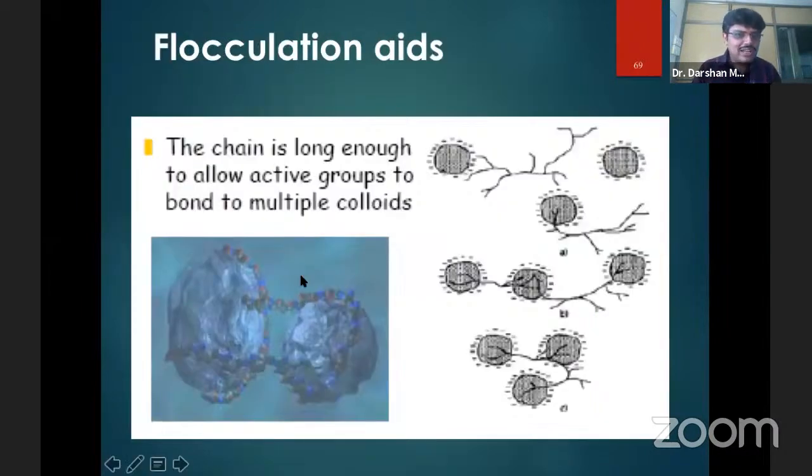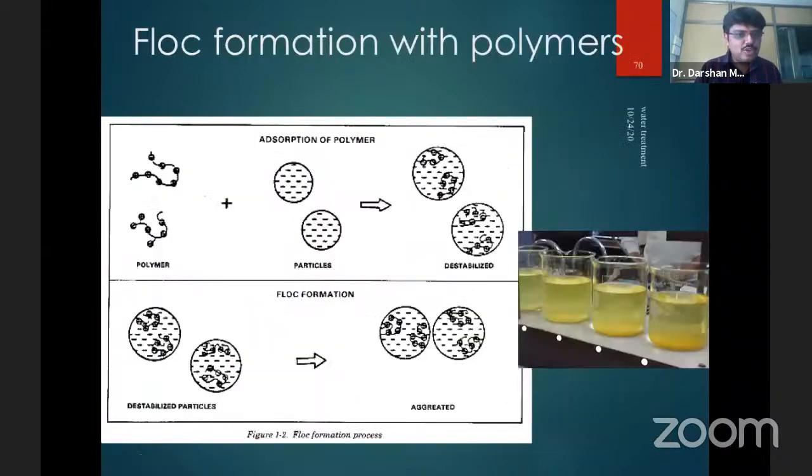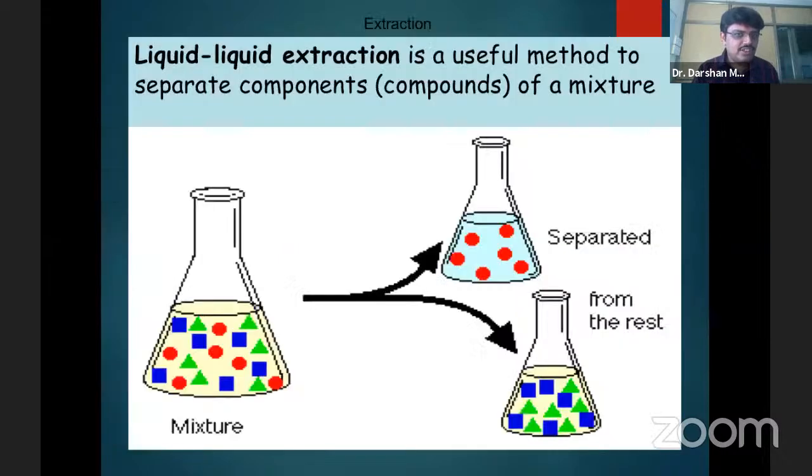Flocculation, you are utilizing this kind of a polymeric bridge, and they combine with each other, and as a result of that, the weight is going to increase and they try to settle down. So that particular one is known as flocculation. This is how it is going to work out, flocculation.